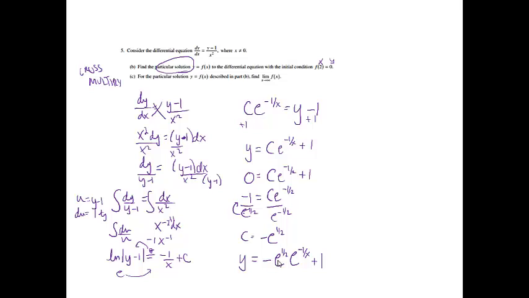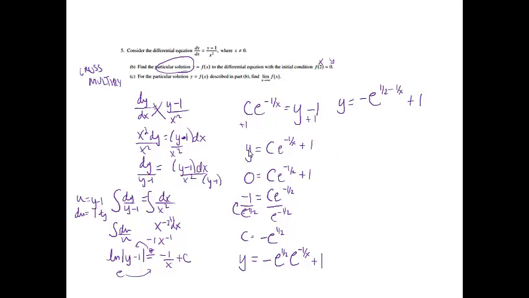If you wanted to clean it up a little bit, since we have two bases that are both e's, we could add their exponents. So another way of writing this answer would be y equals negative e to the 1 over 2 minus 1 over x plus 1. That is definitely not a necessary step. It just makes it look a little bit nicer.